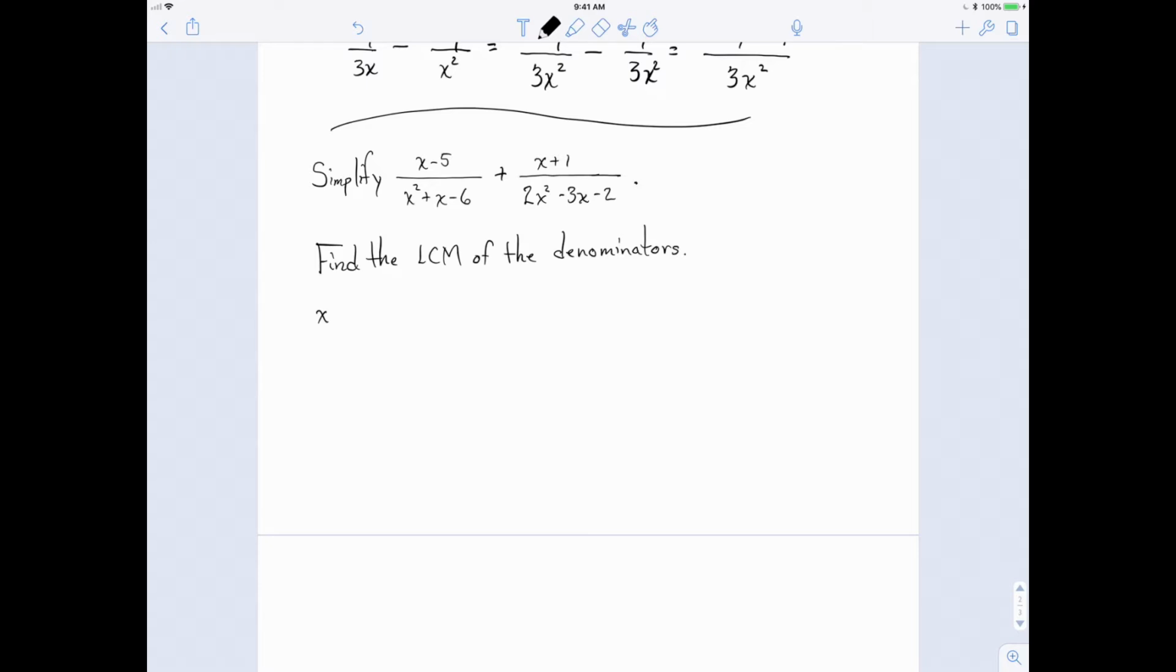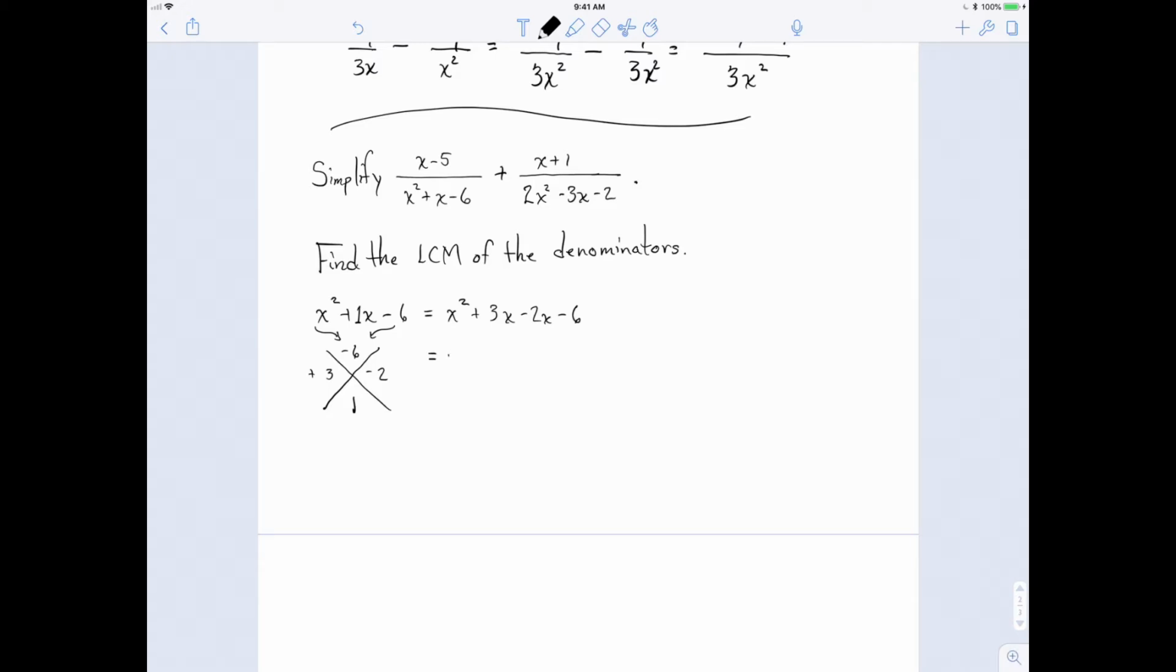In order to do that, we're going to have to factor each denominator. I know we've done this quite a bit, but just to show you the entire process of this problem, we'll do all of the steps. So I play the game. I have a 1 times a negative 6 to get minus 6, and a 1 in front of the x term. So that looks like plus 3 minus 2. So I rewrite the polynomial as x squared plus 3x minus 2x minus 6.